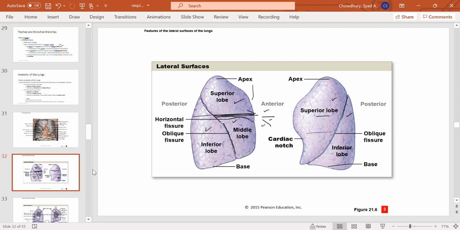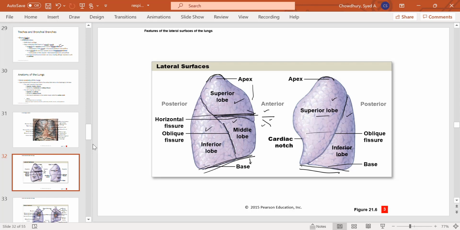Makes sense? And the bottom of the lung is called the base, and it rests on the diaphragm. So the diaphragm is attached to the base. When the diaphragm moves down, it pulls the bottom of the lung downwards, and the pointed upper end is called the apex. So the apex is kind of pointed around the upper end. So those are the differences between the right and left lung.